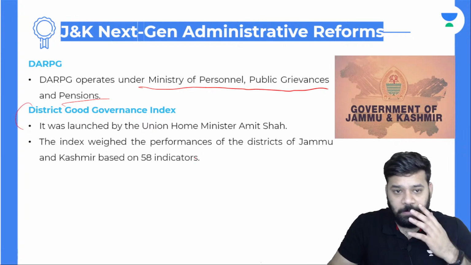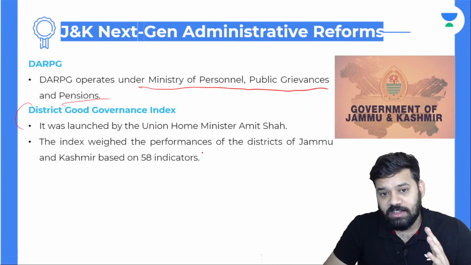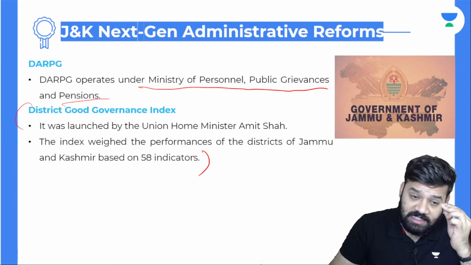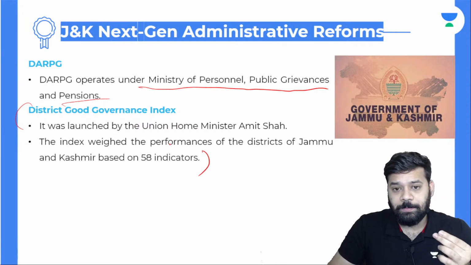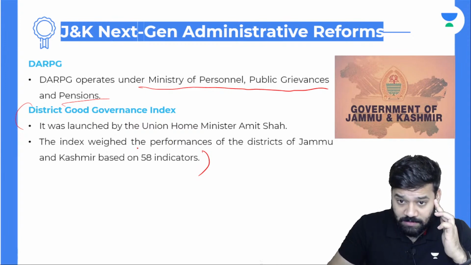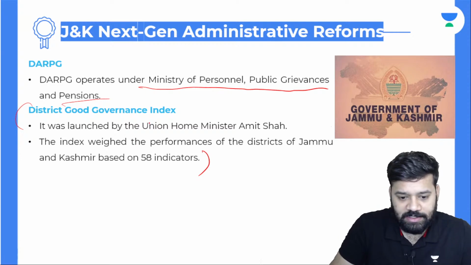And about the District Good Governance Index, do remember Jammu and Kashmir has become the first union territory or state to come up with a District Good Governance Index. It was developed by the Union Ministry of Home Affairs, that is Amit Shah, and the index displays the performance of the districts of Jammu and Kashmir, and this is based on 58 indicators.